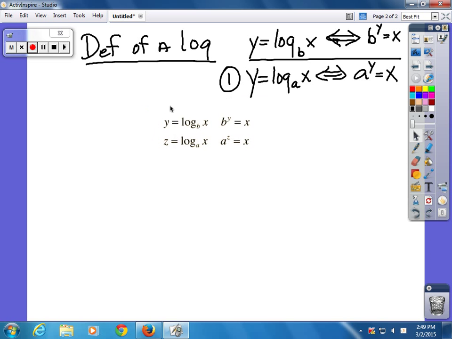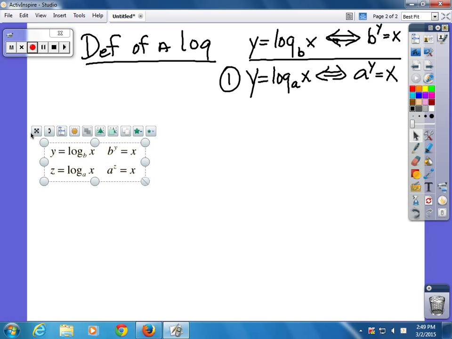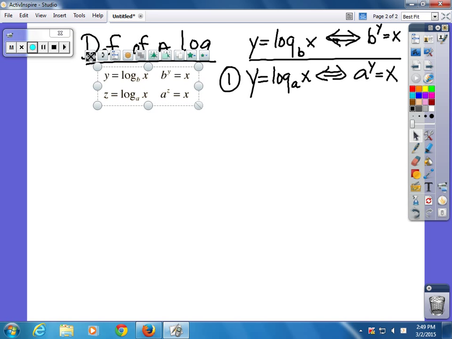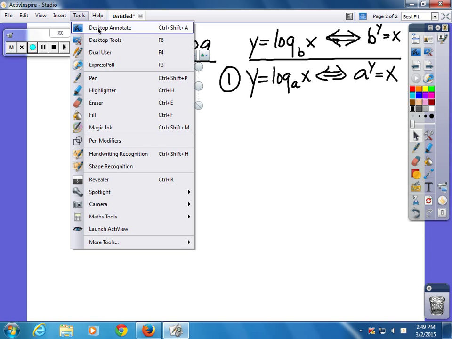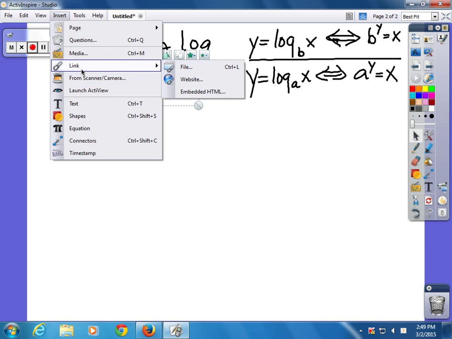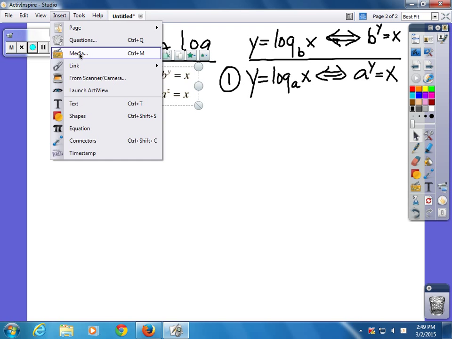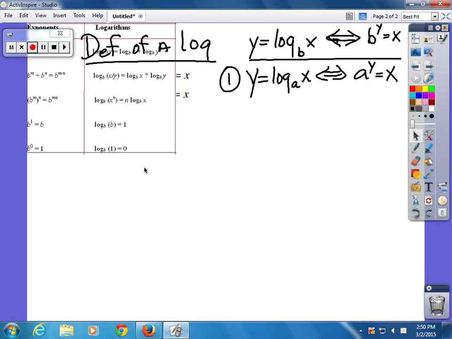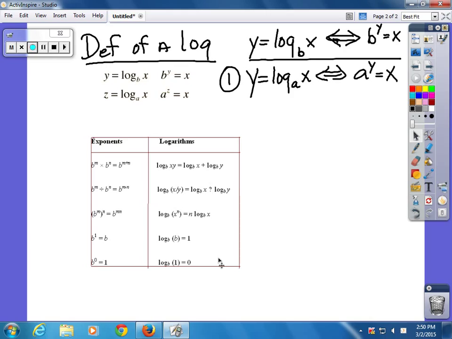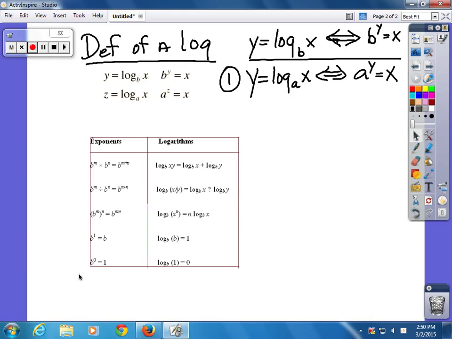And I'll just pull that over. So the definition of a logarithm, either one of those, doesn't matter, just memorize whichever one you want to memorize. And then the rules for logarithms are right there. And notice how they compare to the exponential properties.